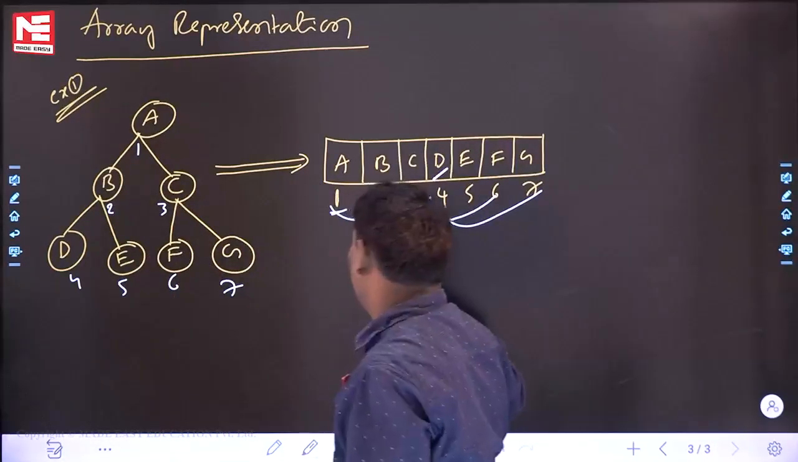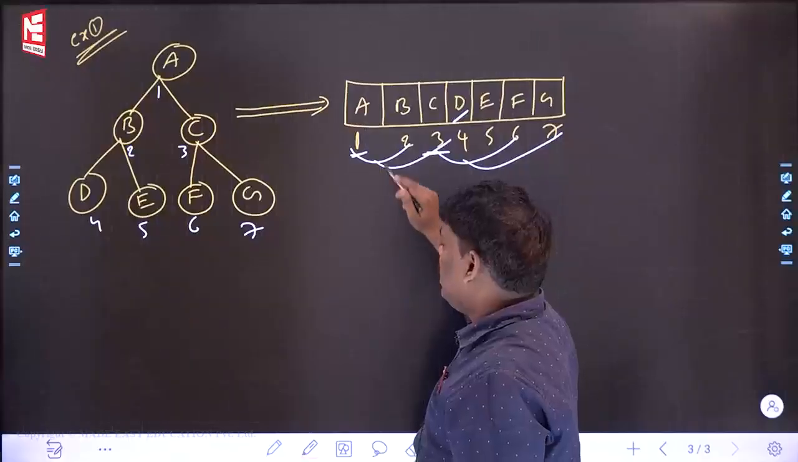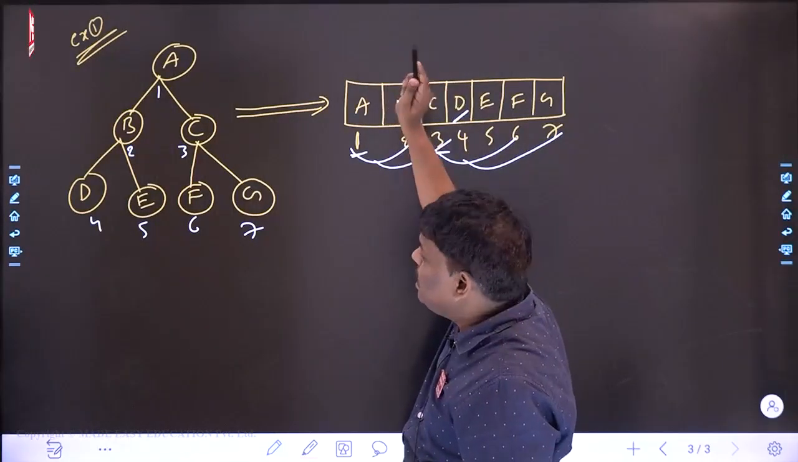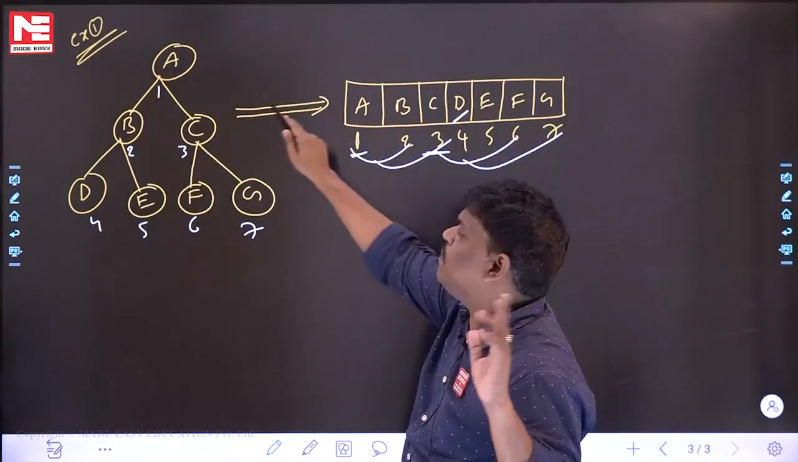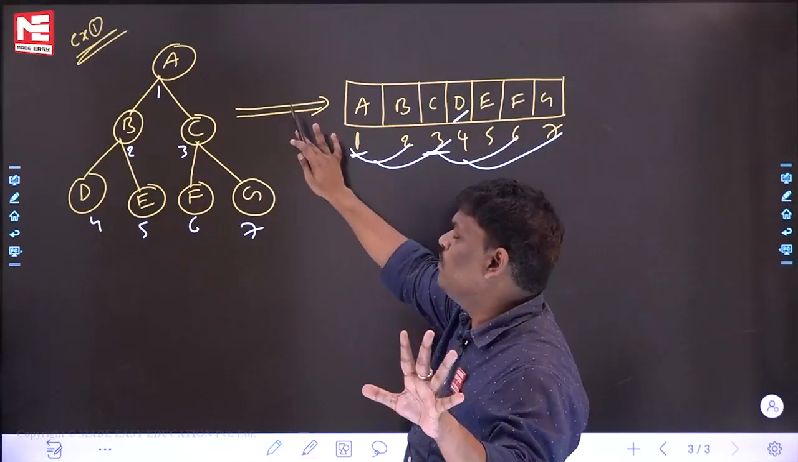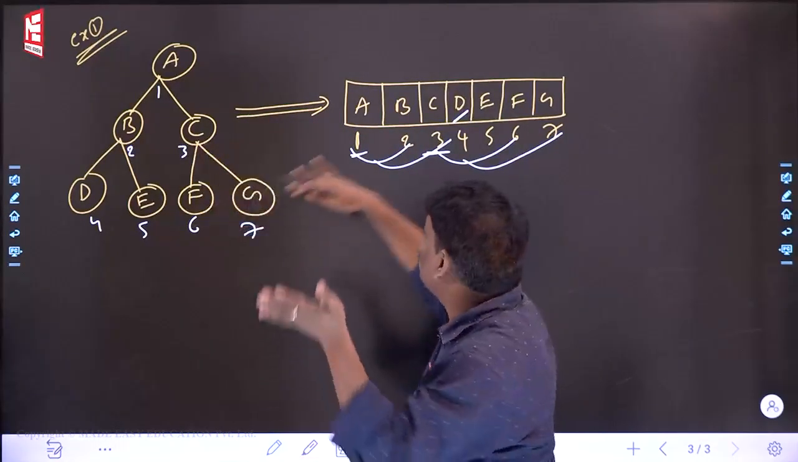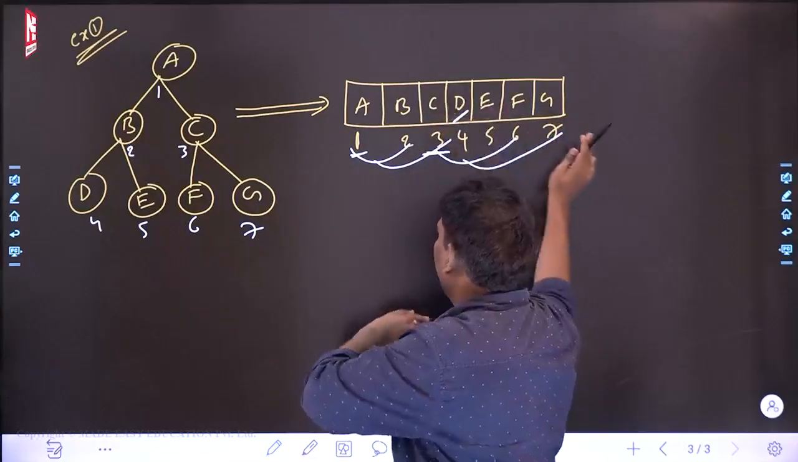Right? Let me write those notes. Can you say the topic name? Binary tree representation. How many ways? Array and linked list. Now what is going on? Array representation is going on. First example. Whatever you are doing here, the same thing is going on here also. Both will be similar. Right?